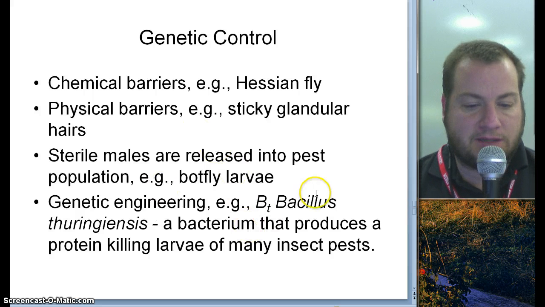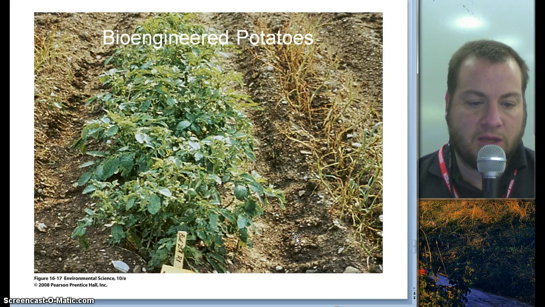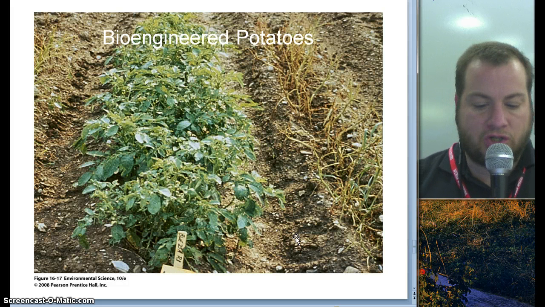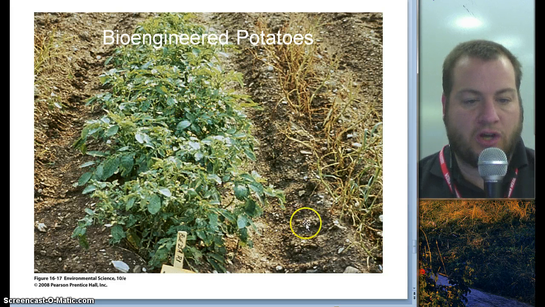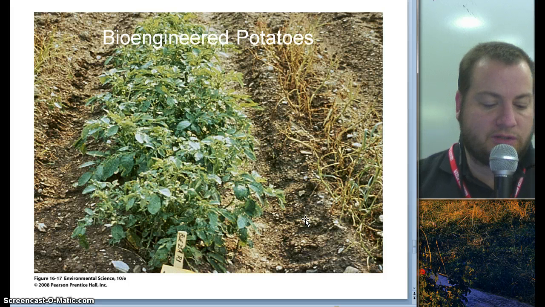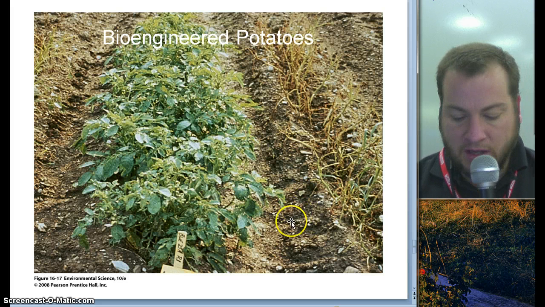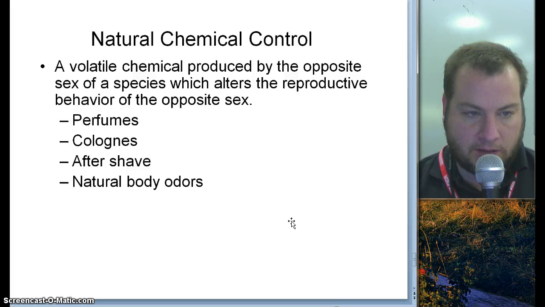Okay, now what this does, this bacteria naturally produces a protein that kills the larvae of many insects. So what genetic engineers did is they took the gene for that and they engineered it into plants. So here we have bioengineered potatoes that produce the same protein that BT produces, and it kills insects. So BT is used on a variety of crops, cotton, Monsanto cotton, and other things.